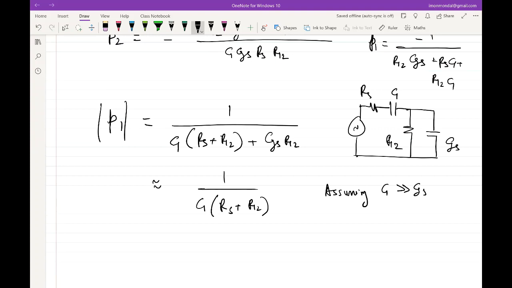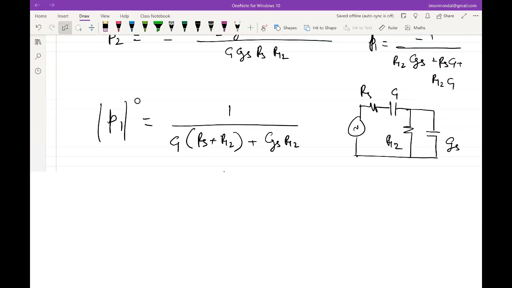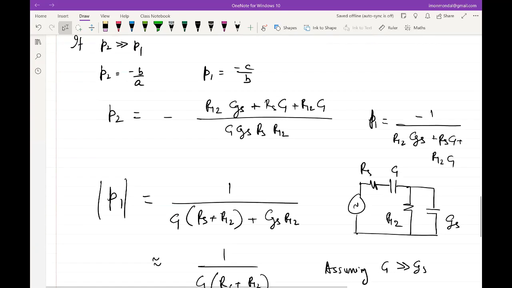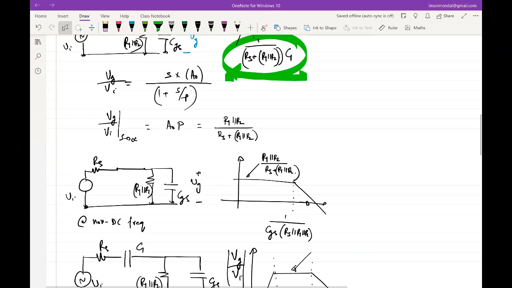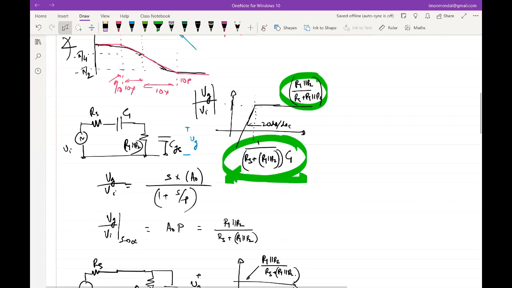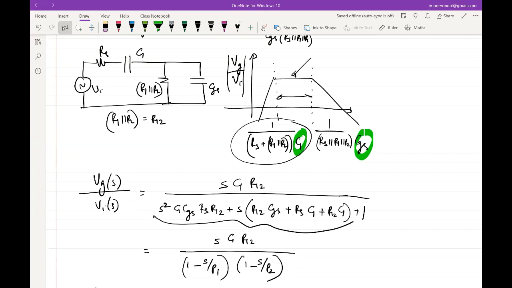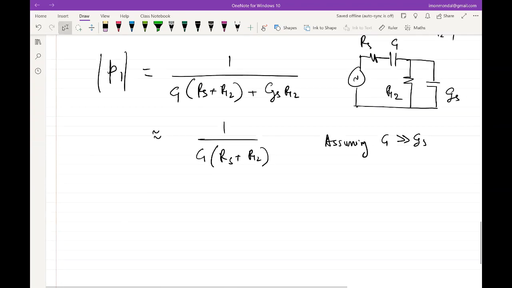Right? Make sense? So does this correlate with anything that we got using some intuition? Where was the plot? This guy. Right? So one of the poles seems to be 1 over C1 times Rs plus R12. R12 is R1 parallel R2. So this is possible as long as we honor this condition, as long as this guy is much greater than this guy.